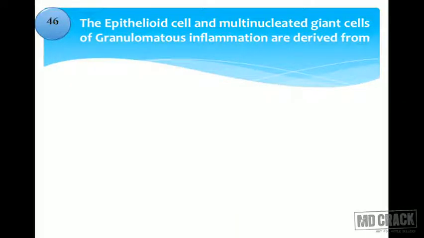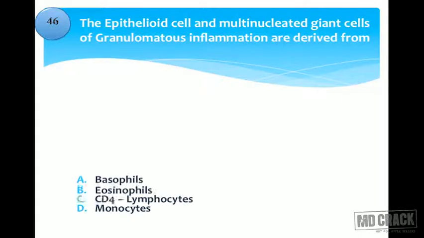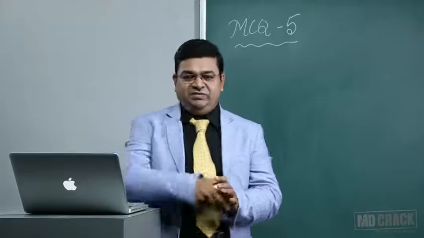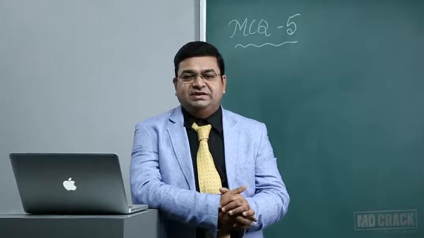The epithelioid cells and multinucleated giant cells of granulomatous inflammations are derived from. So indirectly they are asking what is the cell of origin of these epithelioid cells. Options: basophils, eosinophils, CD4 lymphocytes, monocytes. So try to revise the granulomatous inflammation. From here these epithelioid cells have been derived from. So answer is monocytes. Yes, the correct answer is monocytes. The T lymphocytes will keep on secreting various interferons.